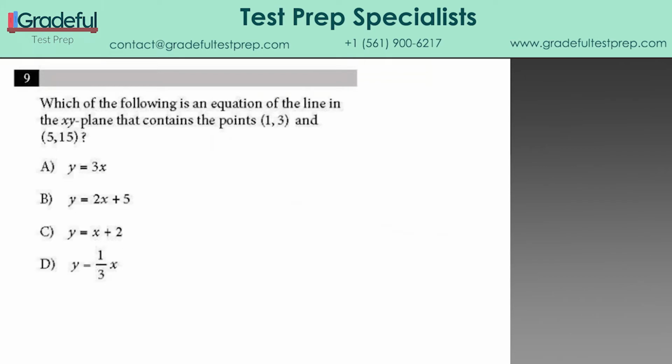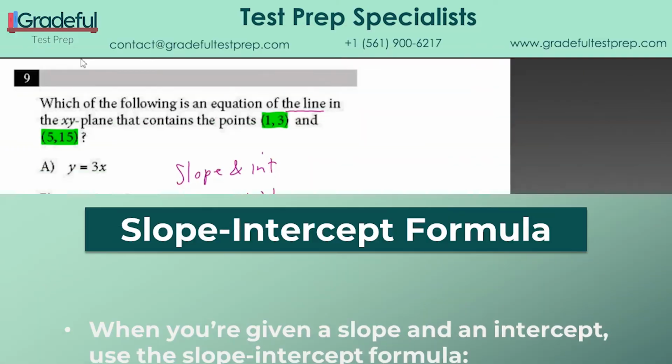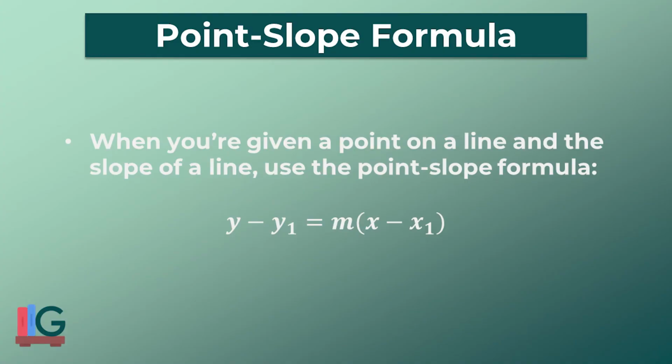So question number 9 is asking us about a line, and it's giving us 2 points, and you definitely want to know how to write the equation of a line when given 2 points. Now there are 2 ways to write the equation of a line. If you're given a slope and a y-intercept, then you're going to want to use the slope-intercept formula of a line, y equals mx plus b. But if you're given a point and a slope, then you're going to want to use the point-slope formula of a line, which is y minus y1 equals m parentheses x minus x1.